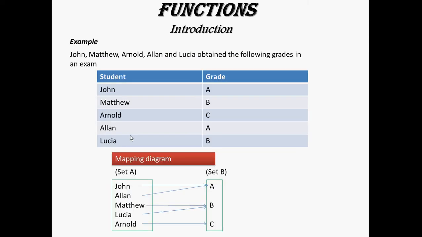Let's look at this using a mapping diagram and using the same example of students who wrote a mathematics exam. Here we have set A, which comprise of students, and we also have set B, which comprise of the grades which they obtained. One student from set A has only one result from set B. Another student, Alan, from set A has only one result from set B. There is no student with more than one result, and this satisfies our definition of a function.